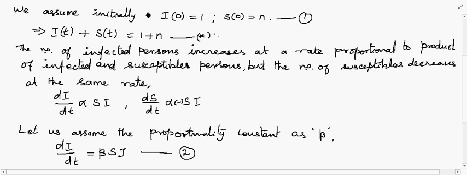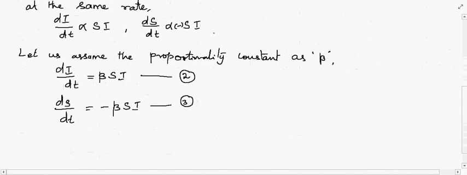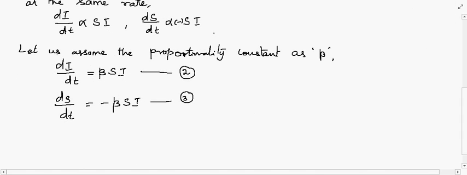So from star we'll eliminate I of t and substitute that I of t in equation 3, then we'll get an equation in terms of S alone. And if you eliminate S from equation star and substitute in equation 2, we'll get an equation in I. Hence, solving these two equations with the initial condition, we'll get the number of infected persons at any time t and also the number of susceptibles at any time t.